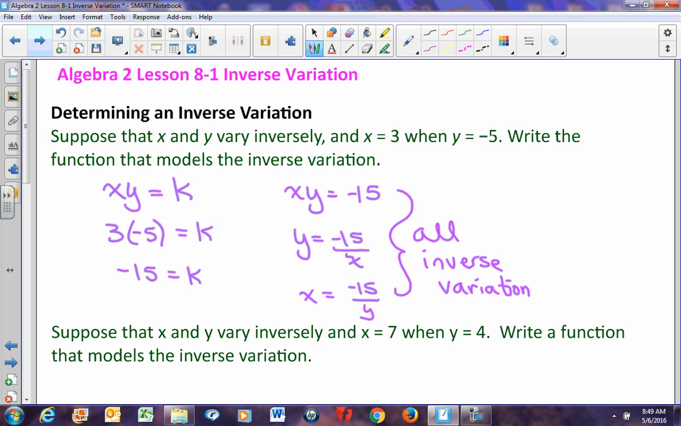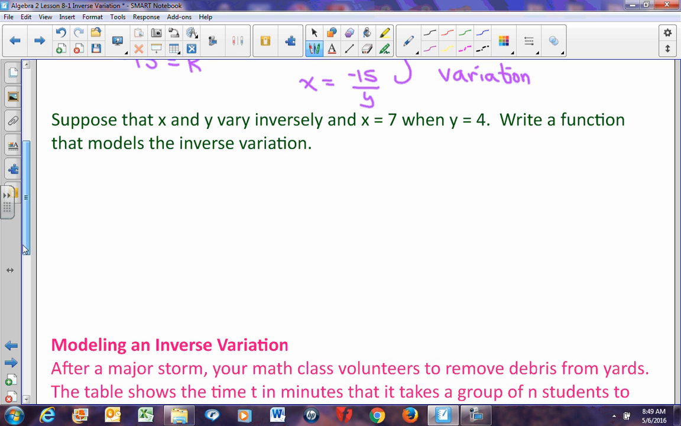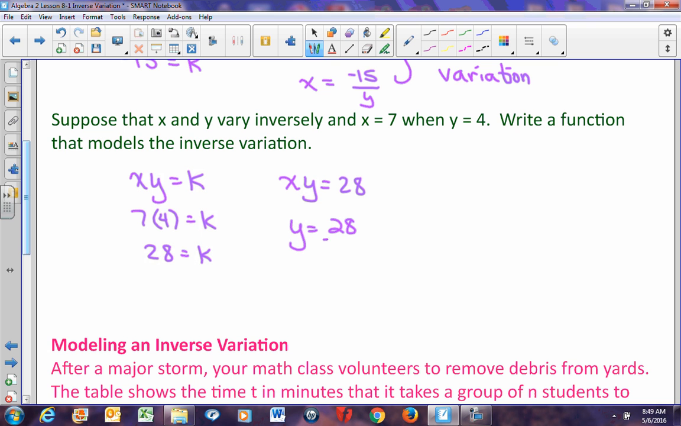Okay, so suppose x and y vary inversely, and x is 7 and y is 4. Let's write that function. So xy equals k. 7 times 4 equals k, so 28 equals k. So we either have xy equals 28, y equals 28 over x, or x equals 28 over y. So those are the three forms of that inverse variation.